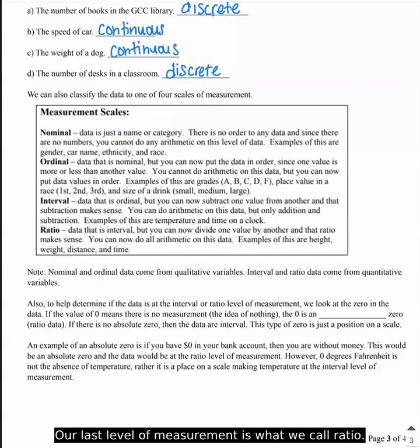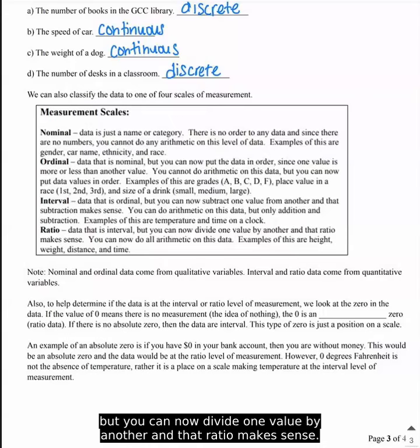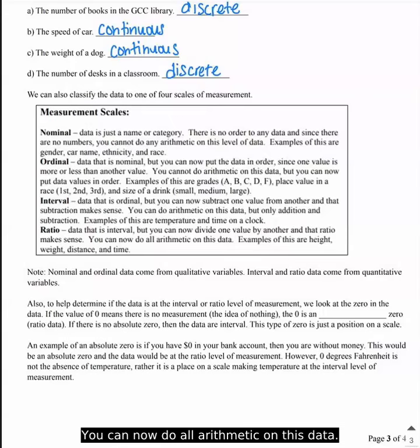And our last level of measurement is what we call ratio. So data that is interval, but you can now divide one value by another, and that ratio makes sense. You can now do all arithmetic on this data. So examples of this are height, weight, distance, and time. So usually the hardest thing is to determine, is the data at interval or ratio level of measurement.